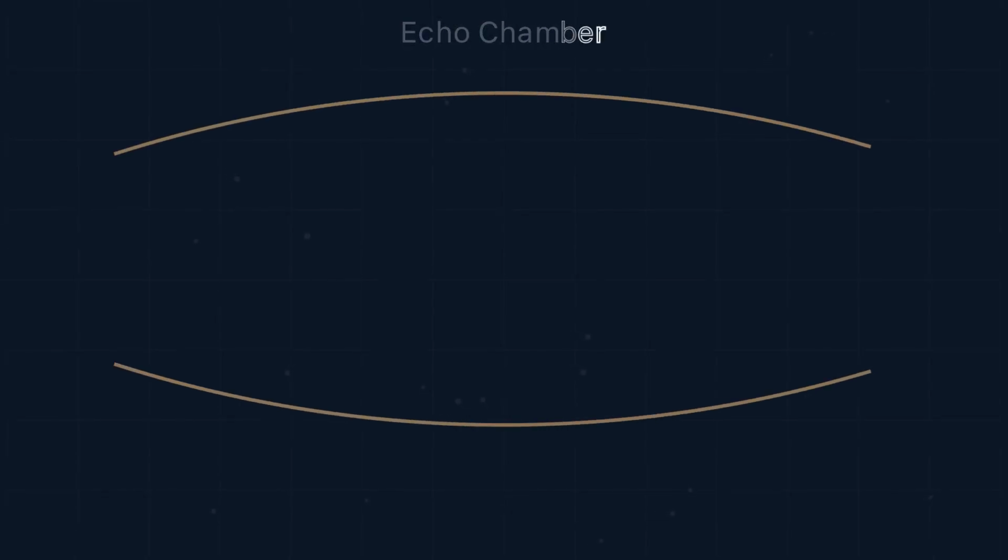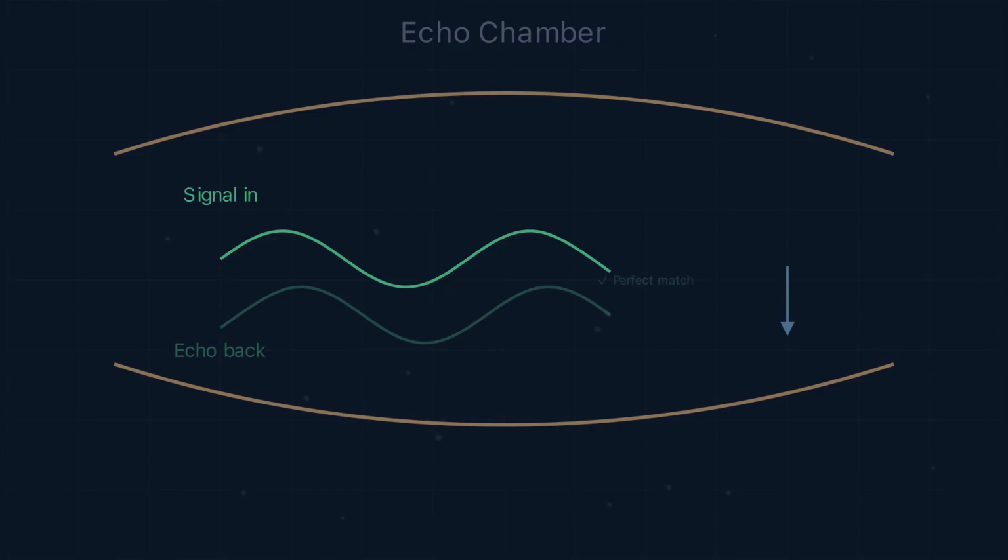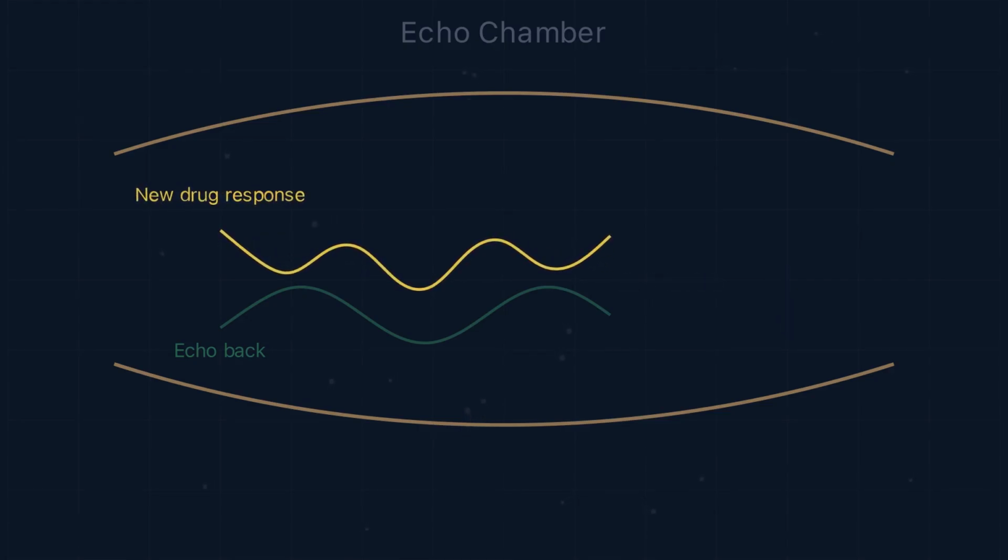But the trade-off. Imagine an echo chamber. You shout into a cave, and the echo comes back, perfect, faithful, exact. The model learns to reproduce that echo flawlessly. But here's the problem, an echo only repeats what's already been said. It cannot predict a sound it has never heard.